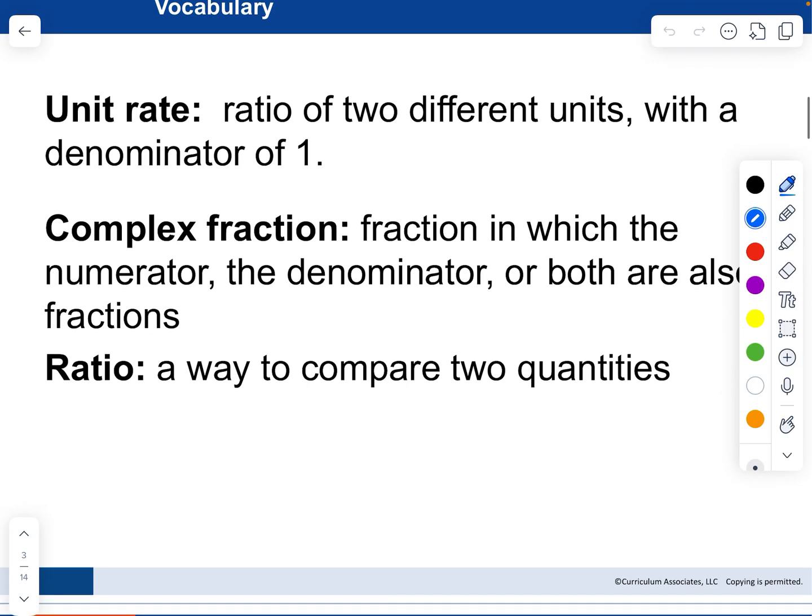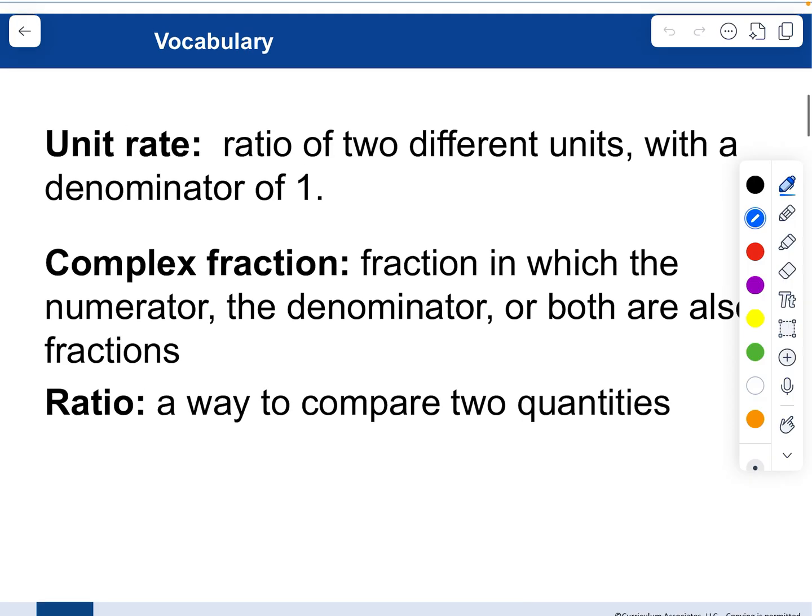We have 3 vocabulary words to add to your notebook: unit rate, a ratio of 2 different units with a denominator of 1; complex fraction, a fraction in which the numerator, the denominator, or both are also fractions; and ratio, a way to compare two quantities. Please pause the video and record those in your notebook.